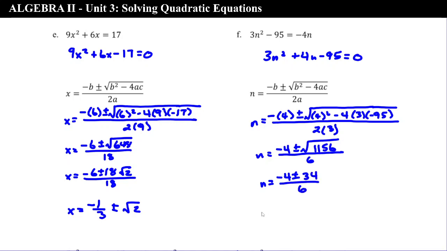So now that we have this, you can actually do the math and get it into two specific answers. And those answers are 5 and negative 19/3.